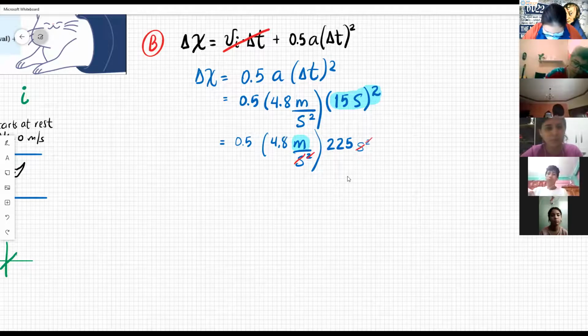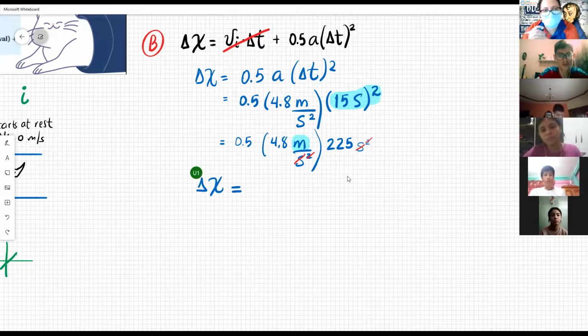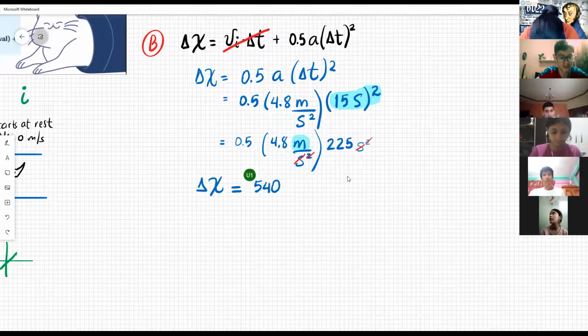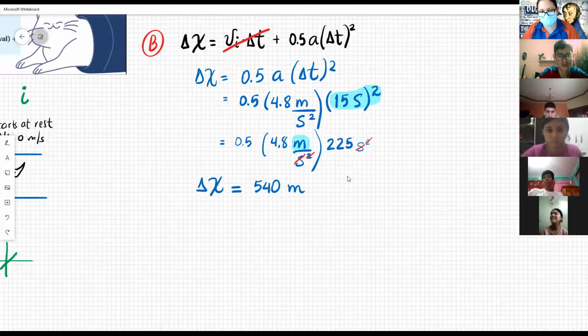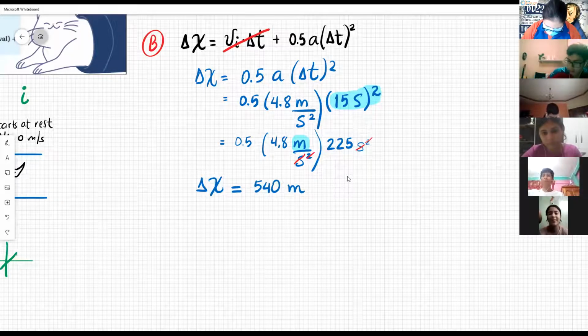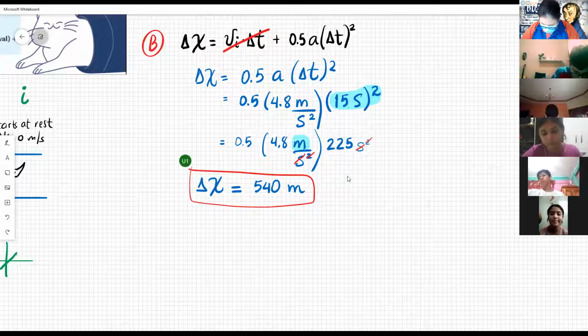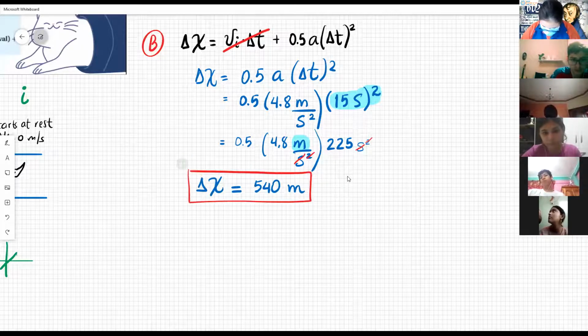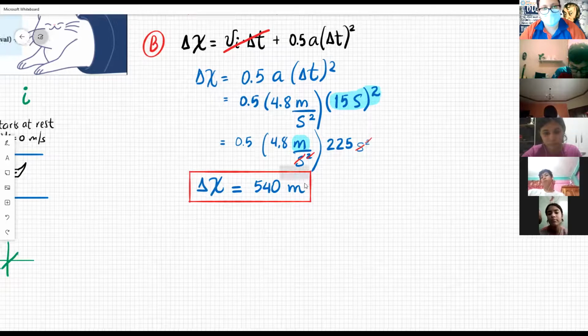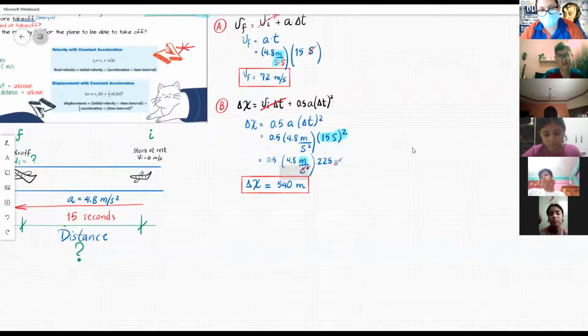Now, what is the result of that multiplication? 540. 540, and the unit is meter, the only unit that you didn't cancel. Okay? Yes. So guys, this kind of equations work like that.